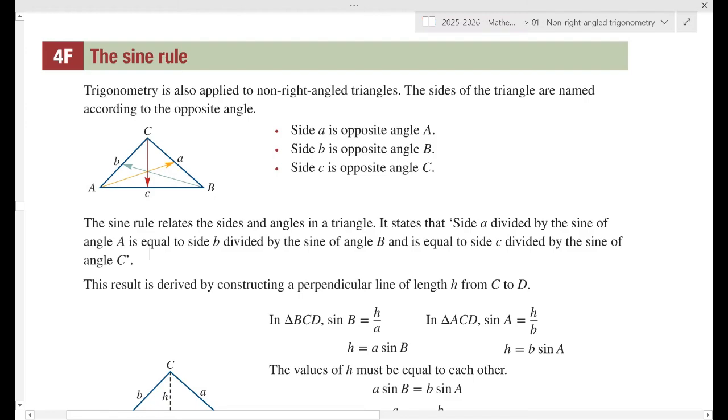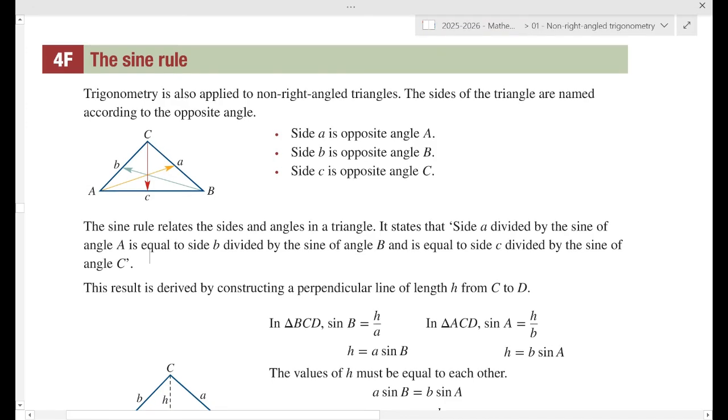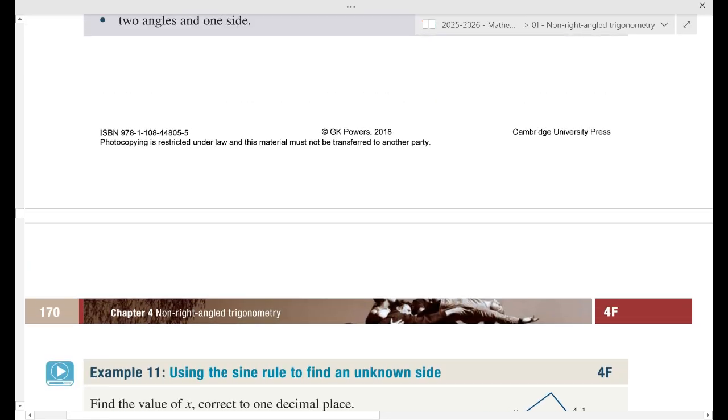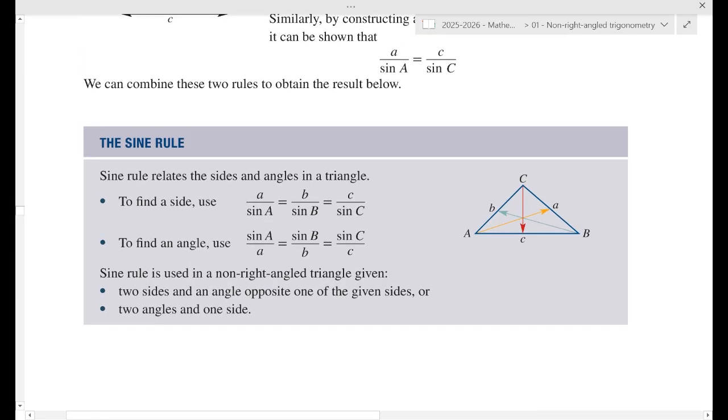Okay, sine rule. So we're up to example 11. So we've been through the sine rule. Basically, the sine rule is just relating sides and angles in a triangle. So we've talked about this in class, but I'll just mention it now.